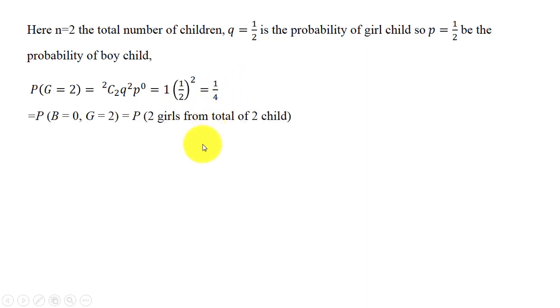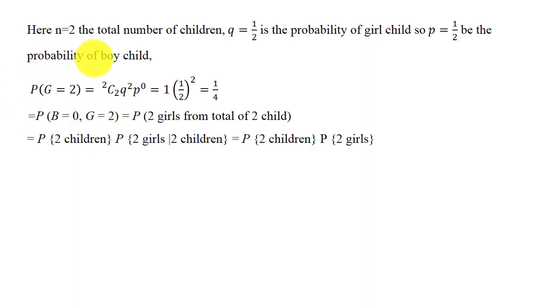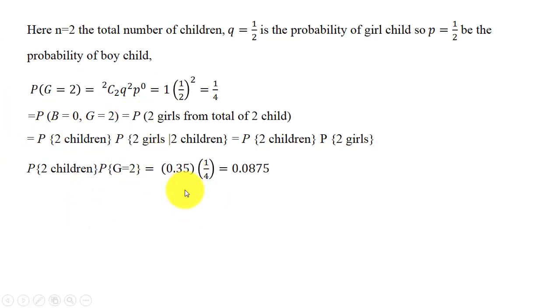So the probability of 2 children in that community, it means that the 2 children are girls. Since the 2 are girls here, there is no boy. So the probability of 2 children in the community into the probability of 2 girl children, which is nothing but 0.35.